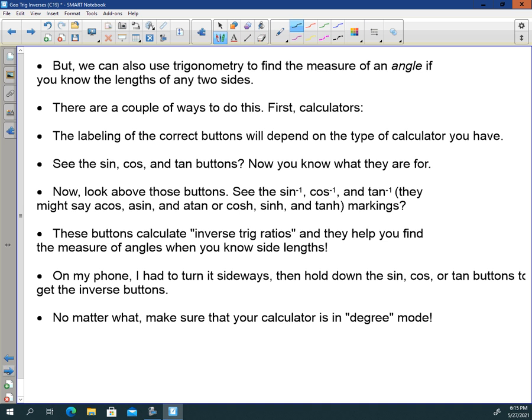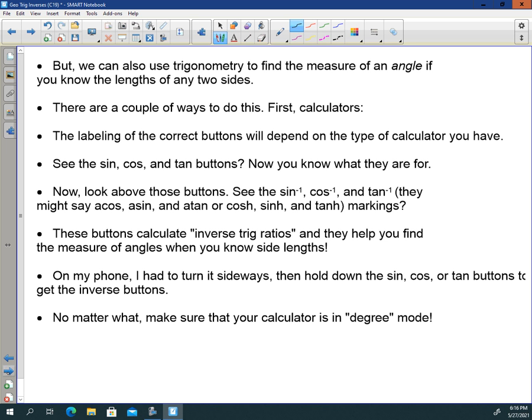Now right above those buttons, there is some more writing. There's either sine to the -1, cos to the -1, and tan to the -1, but they might also say a cos, a sine, a tan, or maybe even cos, sin h, and tan h. Those all mean the same thing, and these buttons calculate inverse trig ratios. What these do is help you find the measure of angles when you know side lengths, and I'll show you how in just a second.